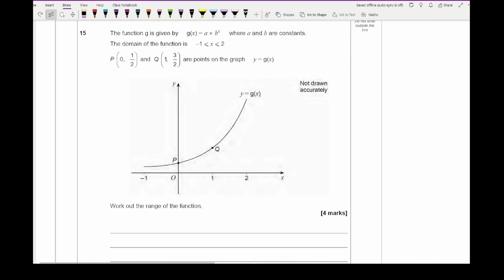Now moving on to question 15, it says the function g is given by g of x equals a times b to the power of x, where a and b are constants. The domain of the function is minus 1 to 2, inclusive of those numbers. P has coordinates 0, a half, and Q is 1, 3 over 2. They are points on the graph where y equals g of x, and the question is asking us to work out the range of the function. So the range is this here. That is the range that we're wanting.